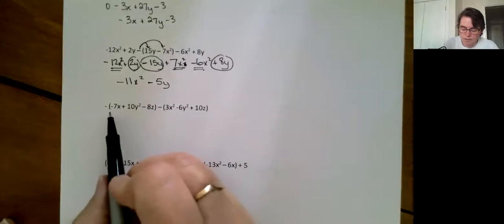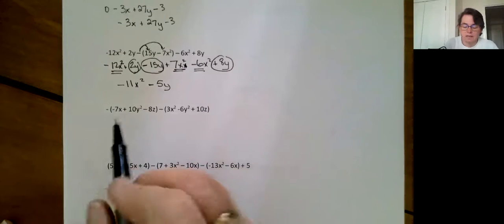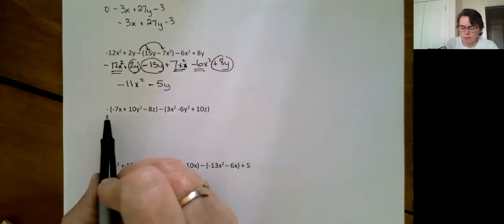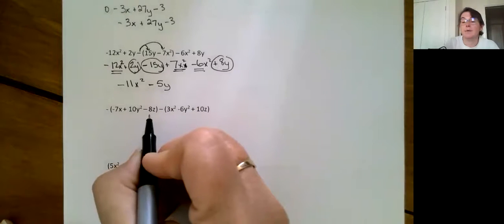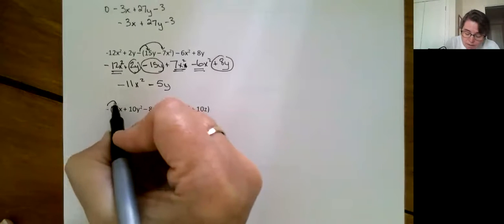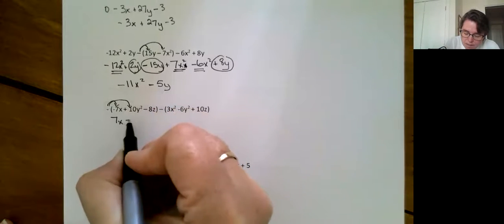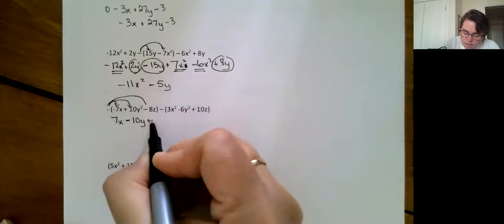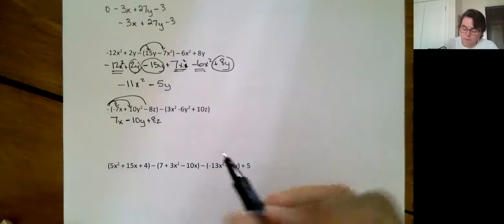All right, next one. Oof, look at all those negatives. So got to pay careful attention. Watch for the ones out front. At least when I type them, for some reason the computer won't make them very big. I don't know why it does that. So 7x distributing minus 10y plus 8z. Quick check. I can see all my signs have changed on me.